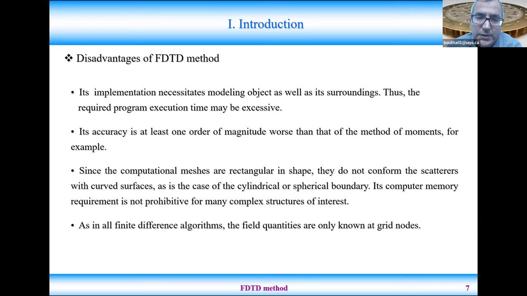Its accuracy is at least one order of magnitude worse than the method of moment, for example, with the same space mesh. And since the computational meshes are rectangular in shape, they do not conform to scatterers with curved surfaces, as is the case in a cylindrical or spherical boundary.